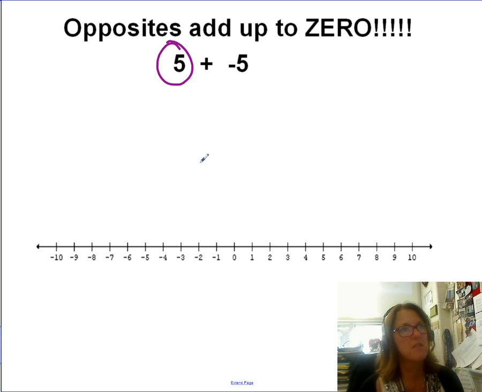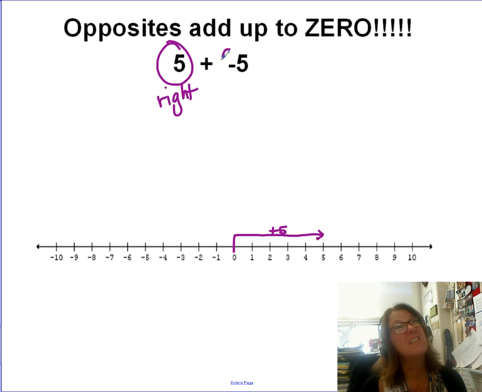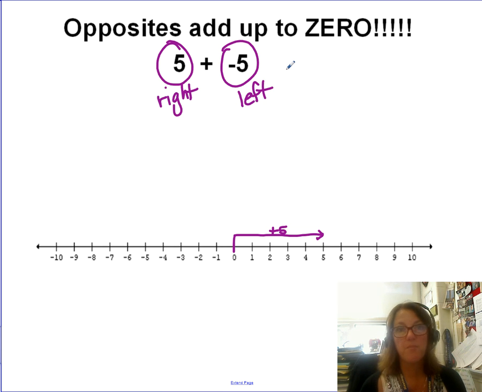My first number is positive 5. So here I am at 0. I start at 0 and I go to positive 5. Here I am. Okay. Positive 5 means travel to the right. And then if I want to add negative 5, so this went to the right. This is a negative number, which means I'm going to travel in the opposite direction. I'm going to go to the left. So here's where I landed.